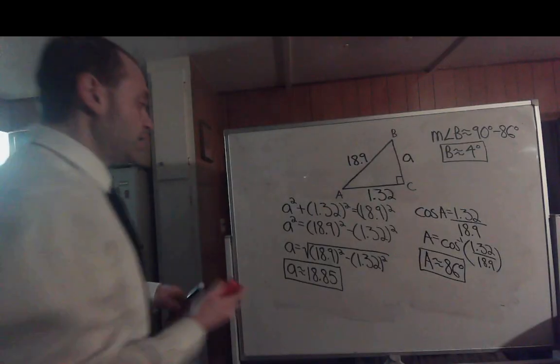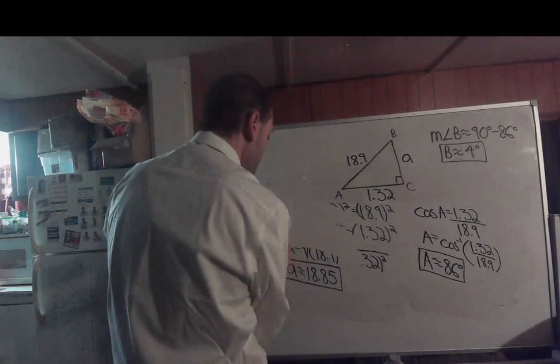All right, 2 more of the right triangles, and then we're going to move on to 4 of the isosceles triangle examples.